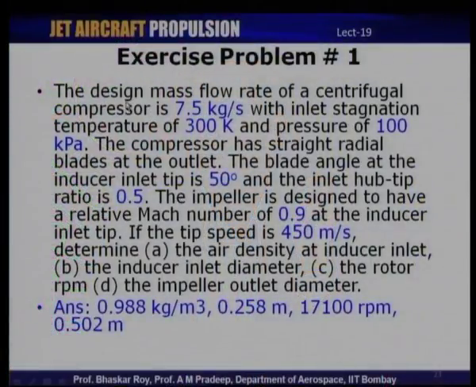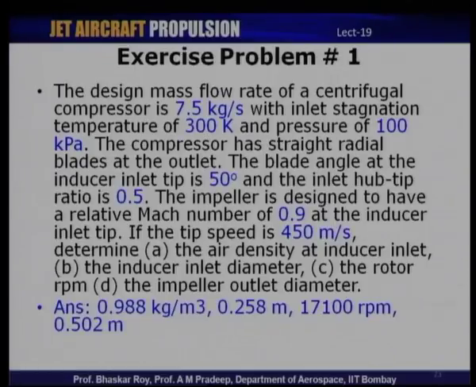So, we will now take up a few exercise problems, and then I shall leave it to you for solving these problems based on what we have discussed just now and also based on our discussion in the last lecture. So, the first exercise problem on a centrifugal compressor is the following. The design mass flow rate of a centrifugal compressor is 7.5 kg per second with an inlet stagnation temperature of 300 Kelvin and a pressure of 100 kilopascals.